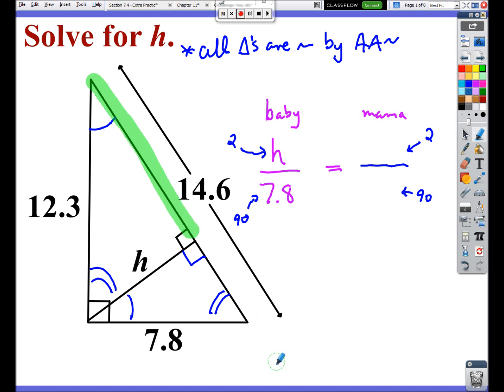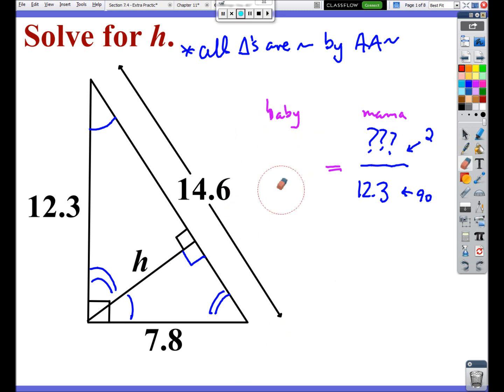So opposite the 2 in the mama triangle is this piece. And we don't know how long that is. We know it's less than 14.6 because that's the whole hypotenuse here, but we don't know how far that really goes. So question mark. We could give it a new variable name, but then we'll have h's and some other new variable like x, and that's just really not going to work out well. Now, I do know the opposite side of the 90. I know this is 12.3, but again, I have no clue what to do here. So I'm not going to be able to use the baby and the mama triangles.